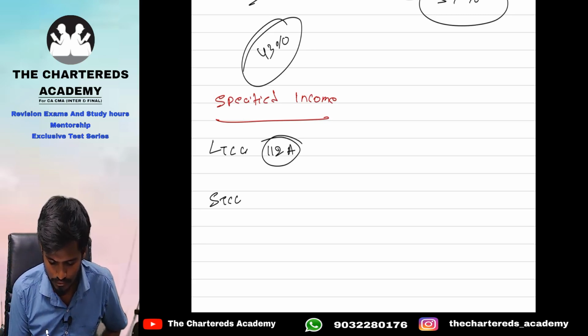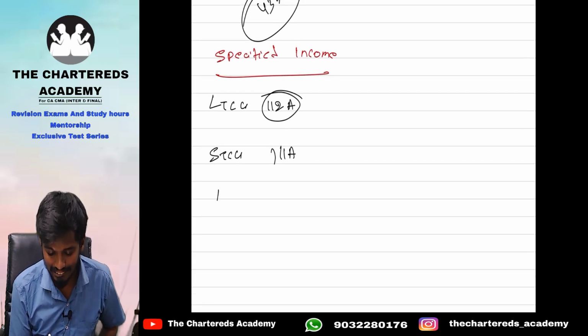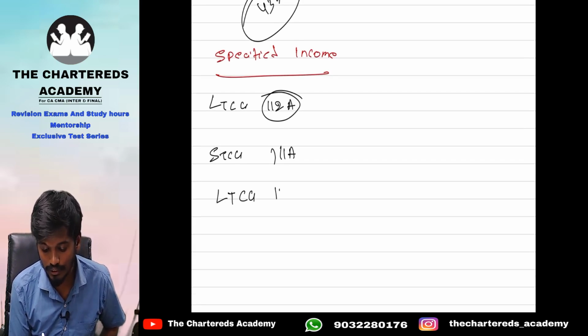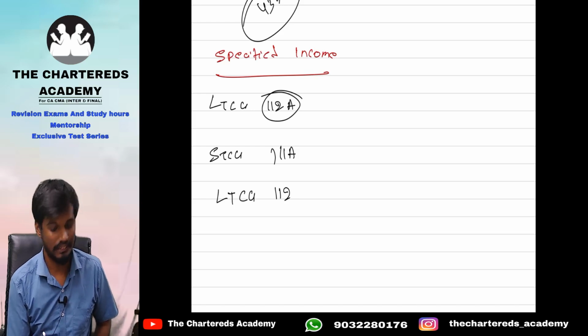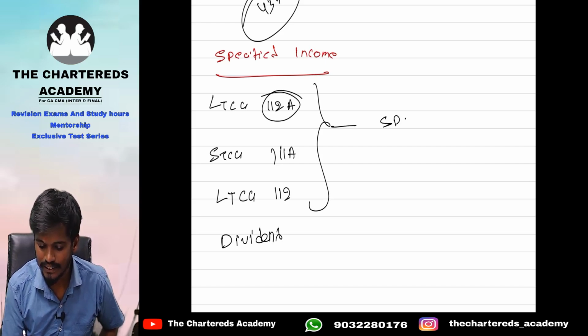Short term capital gain, 111A. This is a 15% tax rate, sir. Along with this, you include another long term capital gain, 112, that is 20%, sir. For the dividend also. So this is treated as a specified income.